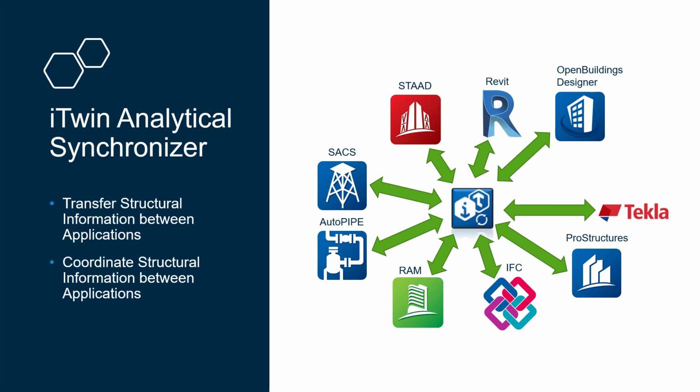Now, there are two main purposes for using the iTwin technology. The first is to transfer or synchronize engineering information between applications, and the second is the coordination of engineering information between applications and project stakeholders.